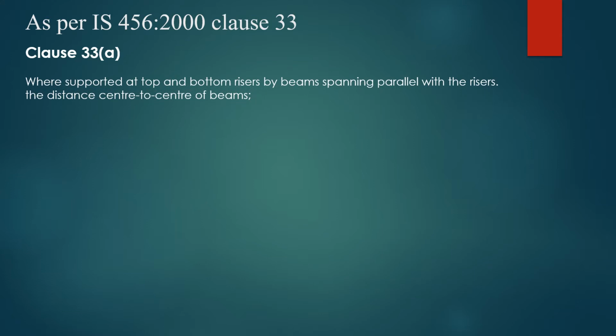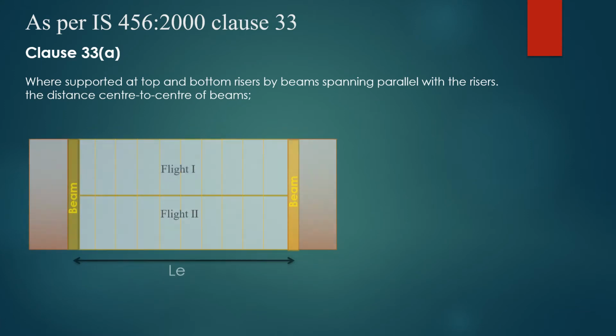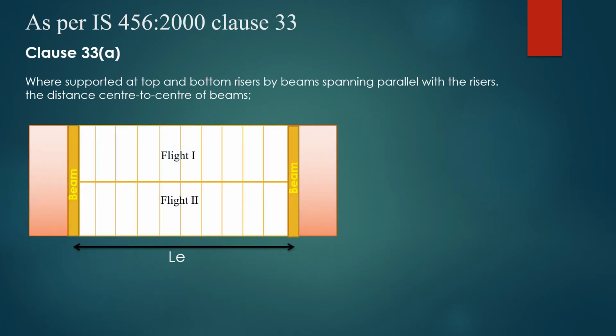Clause 33A: supported at top and the bottom riser by beam spanning parallel with the riser, the distance center to center of the beam. So what actually is this? Here this is the staircase. This is the landing slab at the bottom side. This is the landing slab at the top side. This one is the flight.